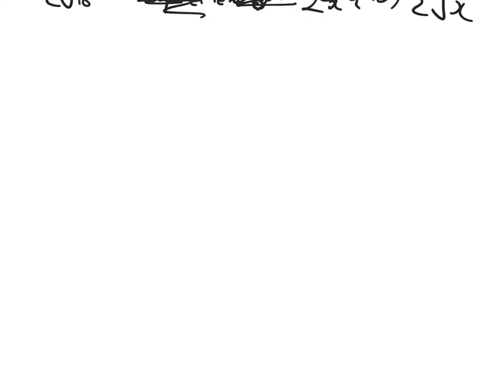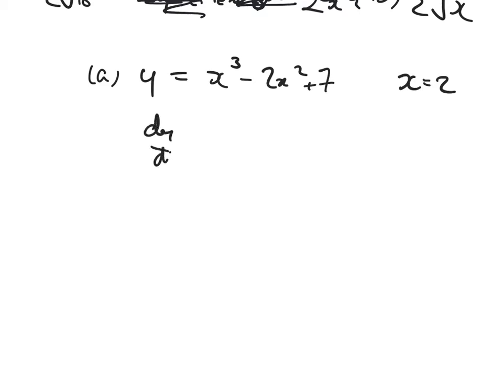Okay, let's try a question that's been broken into 2 parts. So, for this question, find the equation of the tangent to the curve y equals x cubed minus 2x squared plus 7 at the point where x equals 2. Okay, so let's differentiate. First of all, dy by dx equals 3x squared minus 4x.